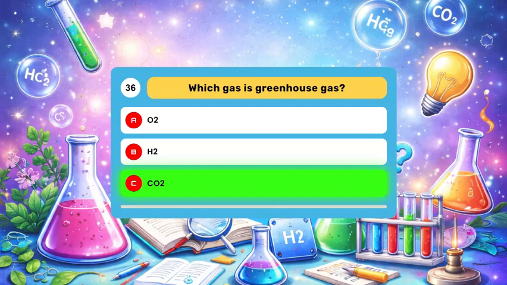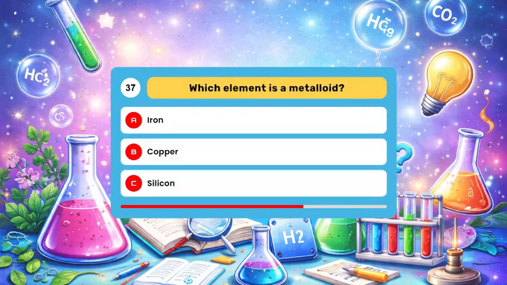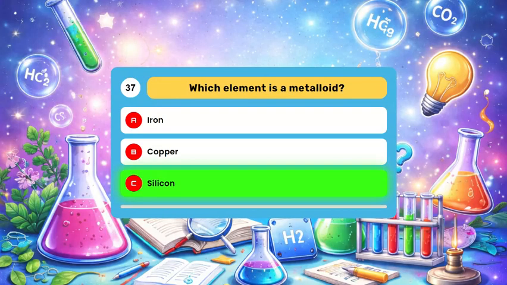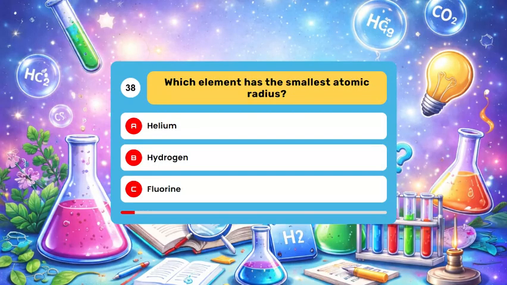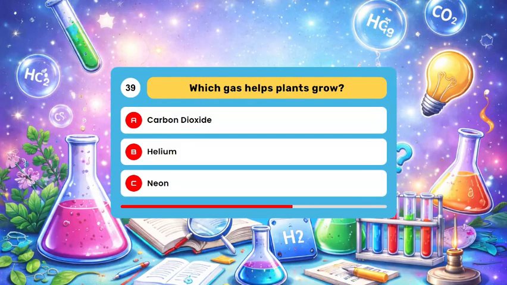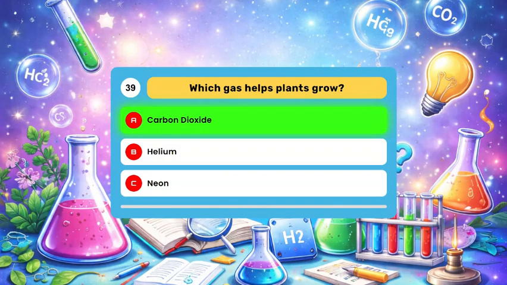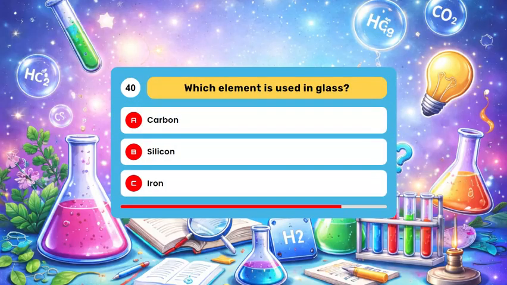O2. Which element is a metalloid? Silicon. Which element has the smallest atomic radius? Helium. Which gas helps plants grow? Carbon dioxide. Which element is used in glass?